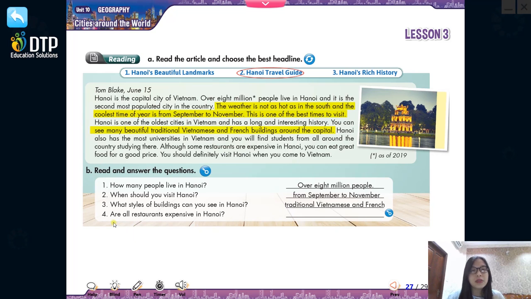Are all restaurants expensive in Hanoi? So what is your answer, everyone? No, they aren't. Not all restaurants are expensive, only a few are. We can find the answer here. Although some restaurants are expensive, you can eat great food for a good price. So everyone, do you have all the correct answers?